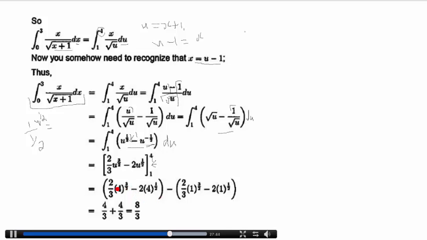In this case 4 to the power 3 upon 2 multiplied by 2 divided by 3 minus 2 into 4 to the power half, we will get 4 upon 3, and this will get a negative, and negative will become a positive. So we'll have 4 upon 3 plus 4 upon 3, which will be 8 upon 3. So this is our final answer, 8 upon 3.